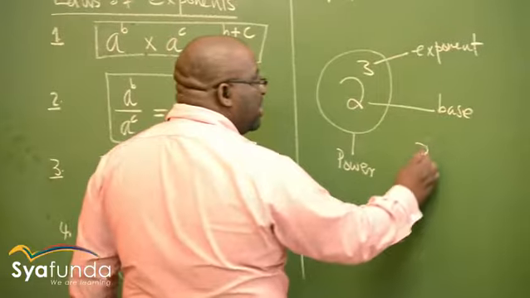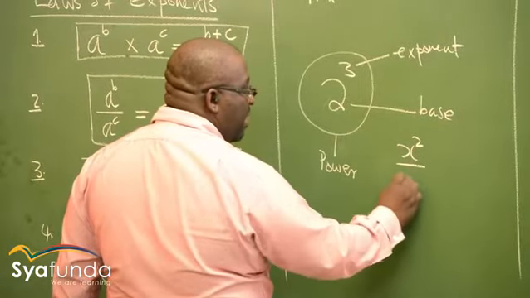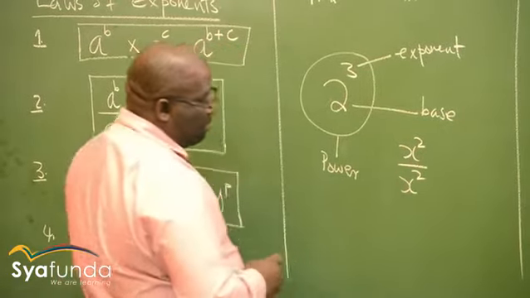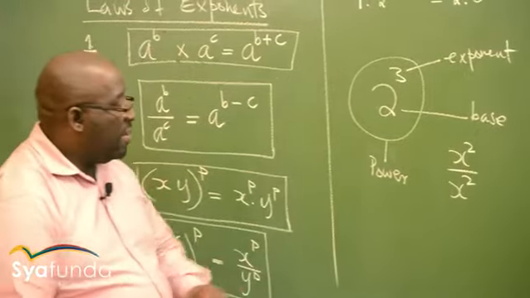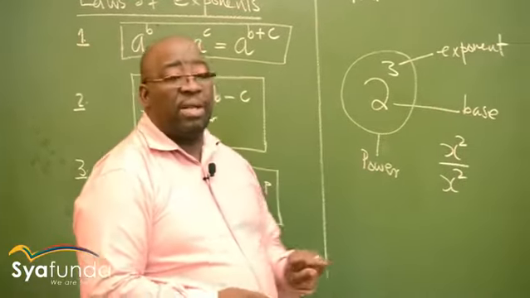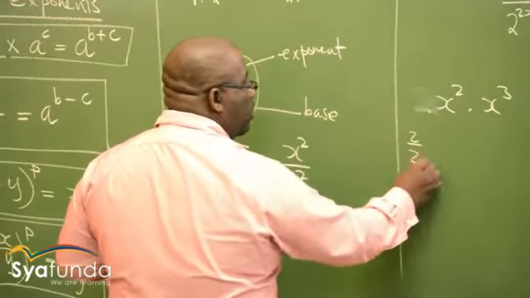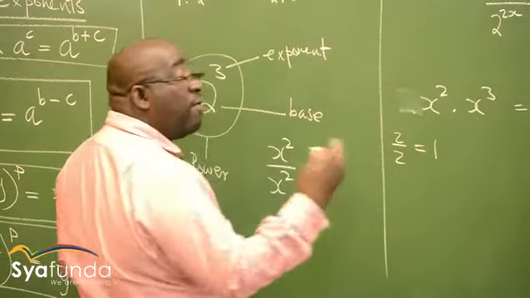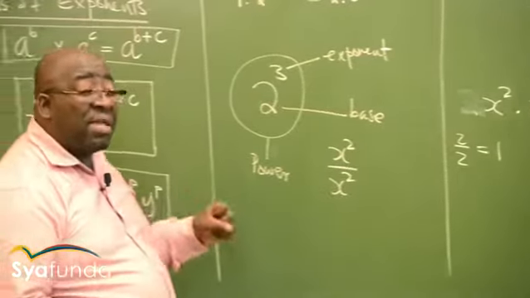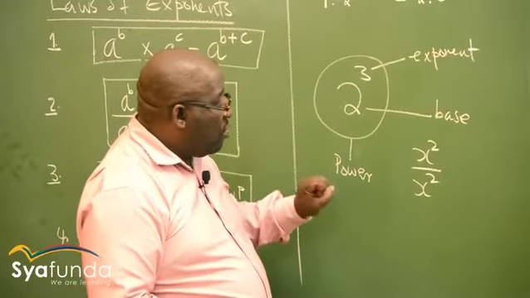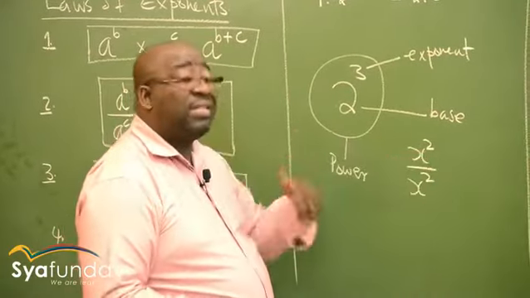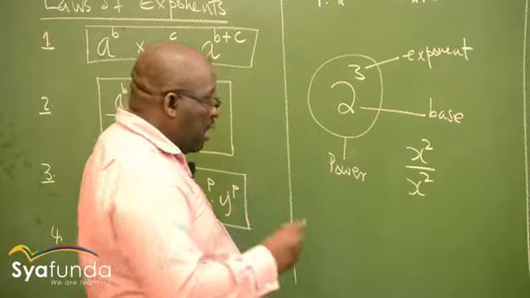If I've got x squared divided by x squared, what do you think the answer will be? This is exactly the same as this one. So if I've got 2 over 2, what is the answer? It's 1. 5 over 5 is 1. So if we divide something by the same thing, it will be equal to 1. We know that.